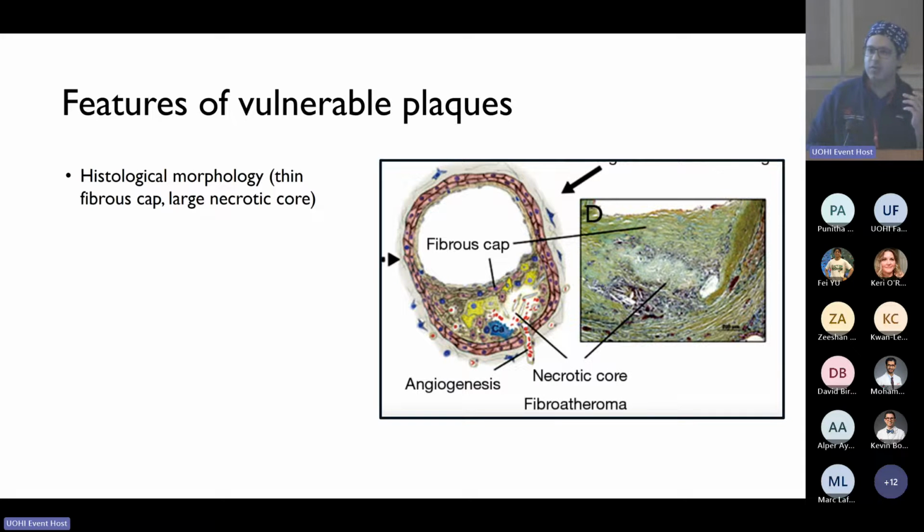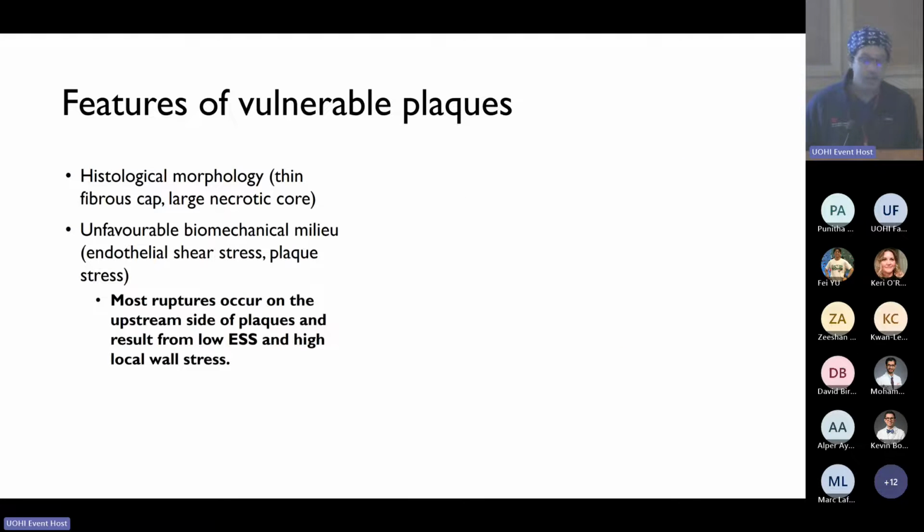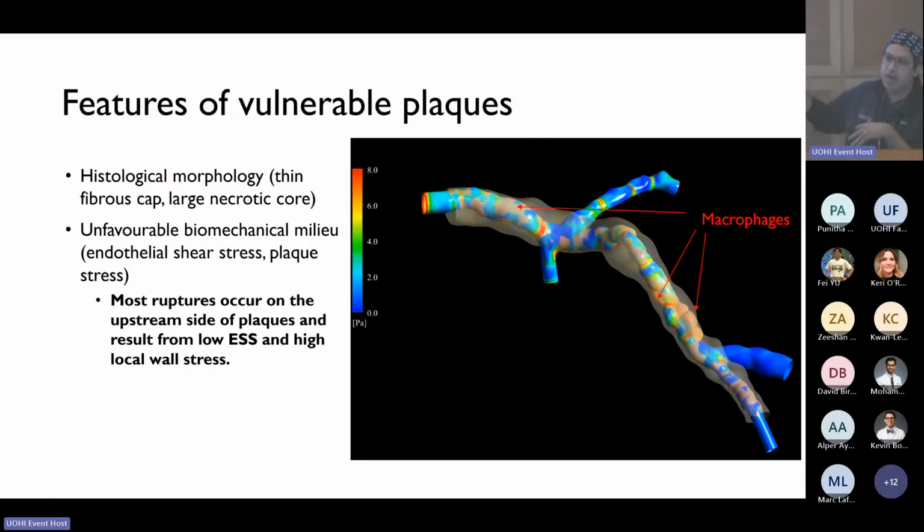So features of vulnerable plaques include thin fibrous caps and large necrotic cores. The other thing that vulnerable plaques are famous for having is a very unfavorable biomechanical milieu. What that actually means is fancy terms like endothelial shear stress and plaque stress are abnormal. I'm not going to get into the details of this particular image because it's just going to give everyone a headache, but there are now biomechanical studies you can do.